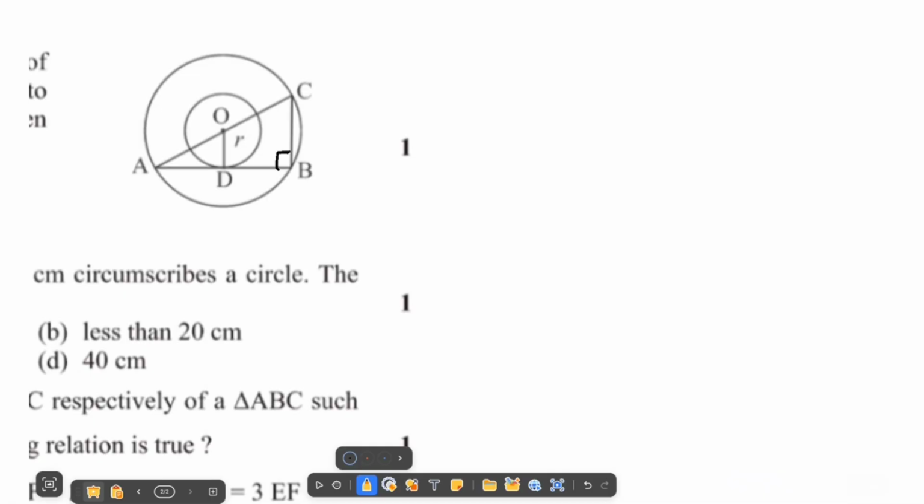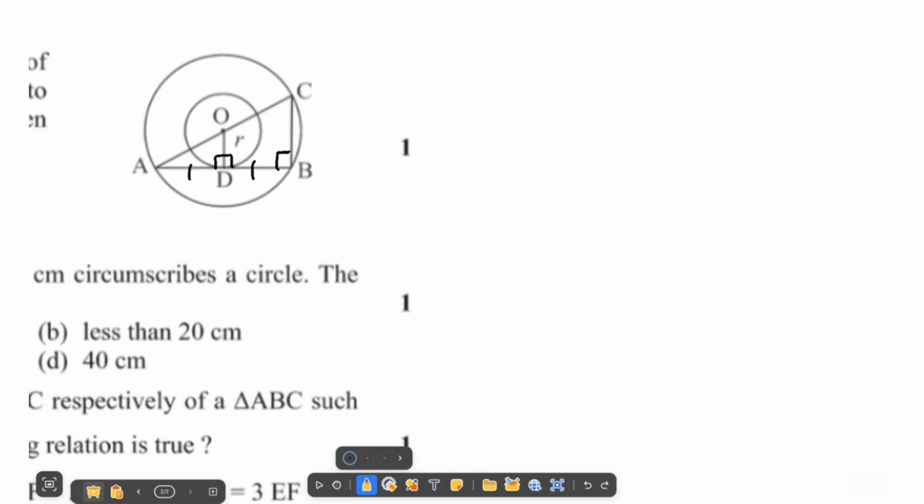And we also know that the angle between the tangent and the radius is 90 degrees. Here AB is the tangent to the smaller circle and OD is the radius. So the angle at D is also 90 degrees. Also, the perpendicular line drawn from the center to the chord bisects the chord. O is the center of the larger circle and AB is the chord of the larger circle. OD is perpendicular to AB, right? So the perpendicular from the center bisects the chord. That means this AD part and BD part are equal.